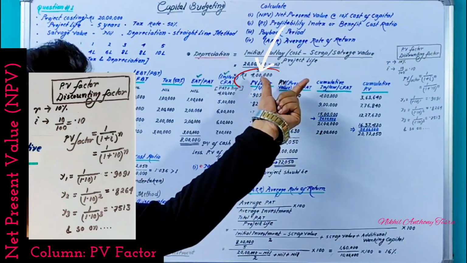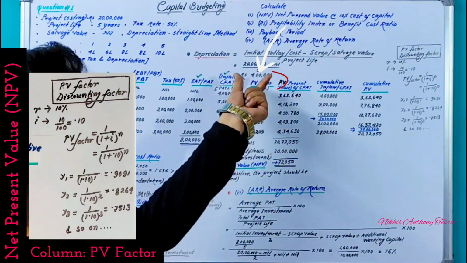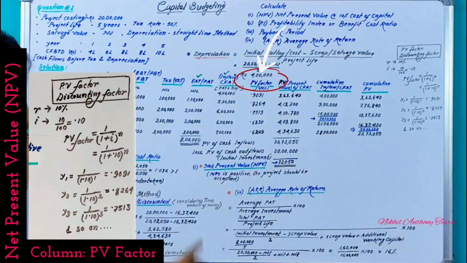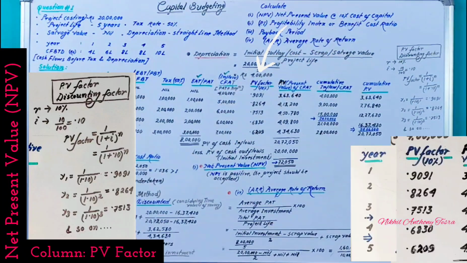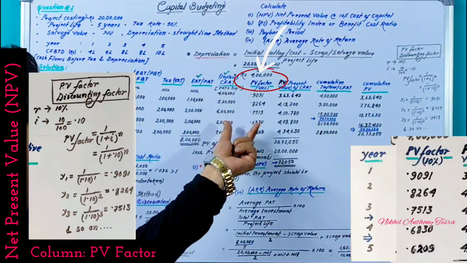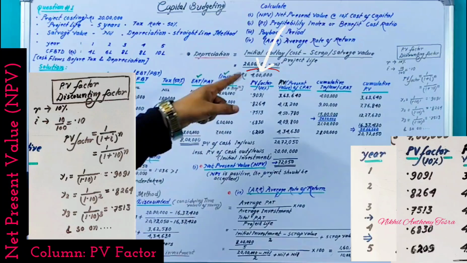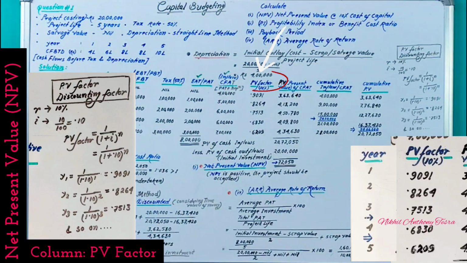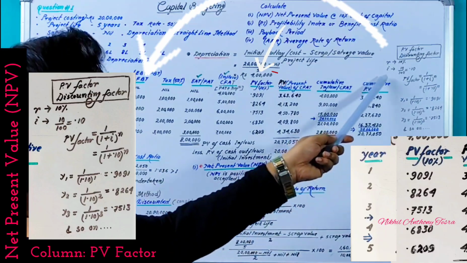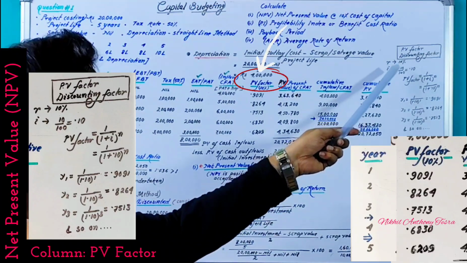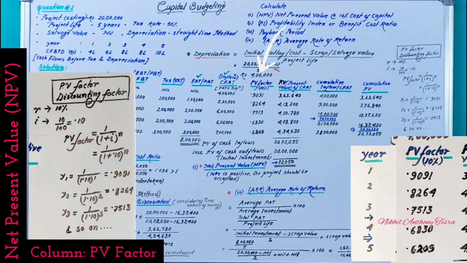So in order to calculate the present value of cash flows after tax, we need to open one column, that is PV factor. And here the cost of capital is given as 10%, so the PV factor here is at 10%. Now, how are we calculating this PV factor? PV factor is also known as discounting factor. R is given as 10%. I would be 10 divided by 100, that is 10%. 10 divided by 100 equals 0.10.